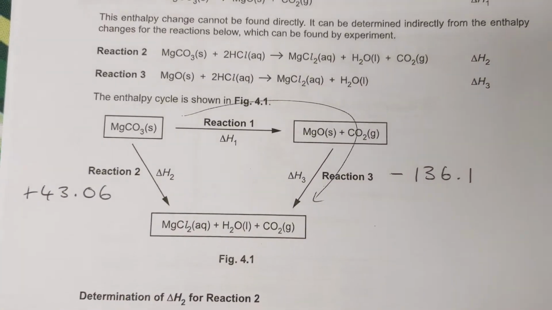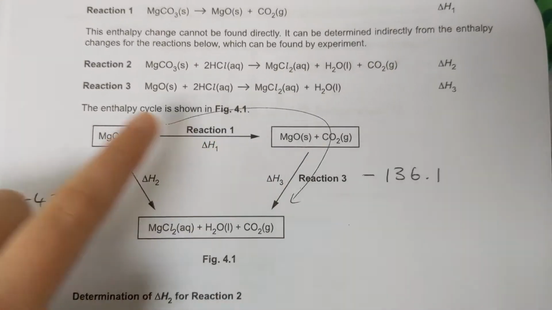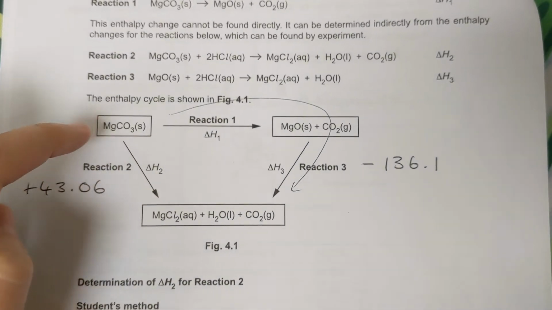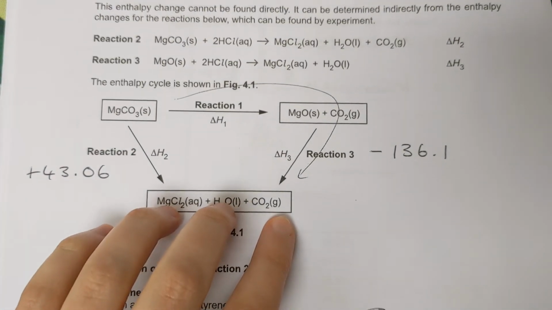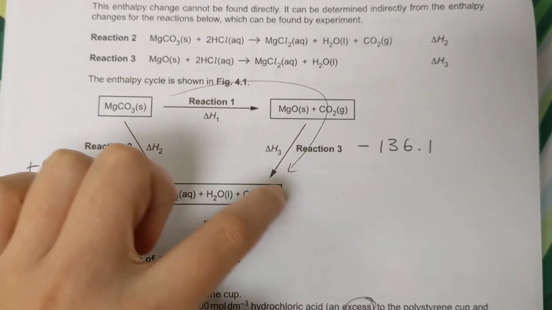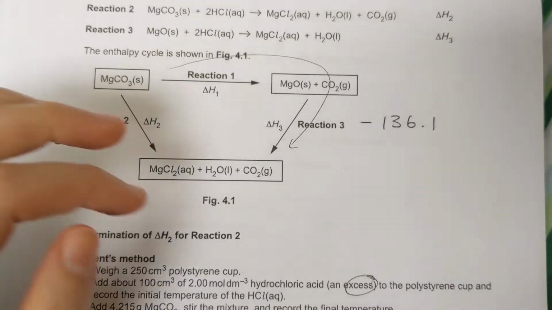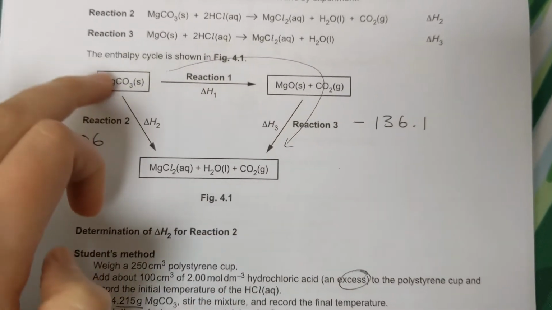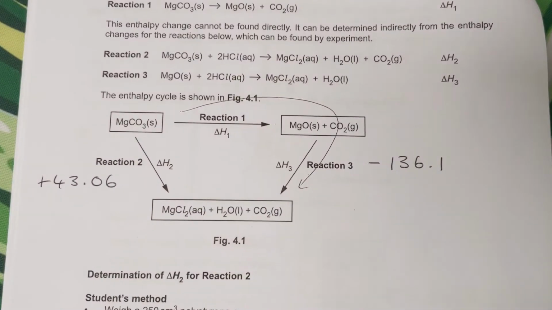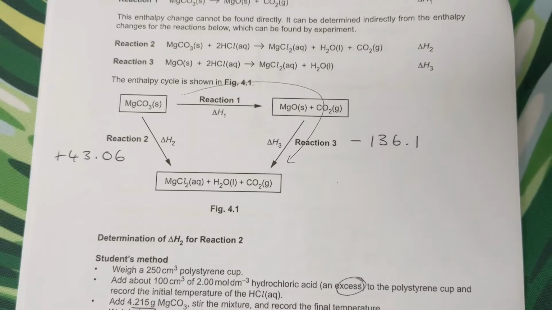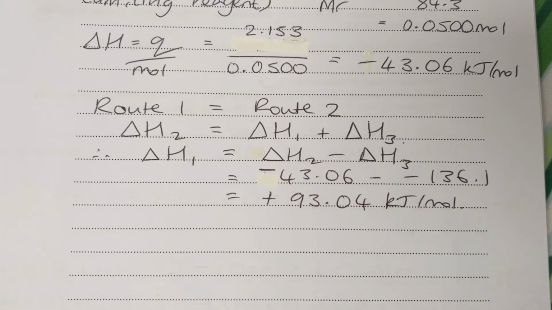So if we have a good look at this Hess cycle, we can see we have route 1 and route 2. So there are two routes going from magnesium carbonate to these products. We can go clockwise or we can go anti-clockwise. And Hess's law states that no matter which route is taken, the total enthalpy change is the same. So we can write that as route 1 equals route 2, and we can collect the terms involved in those routes.